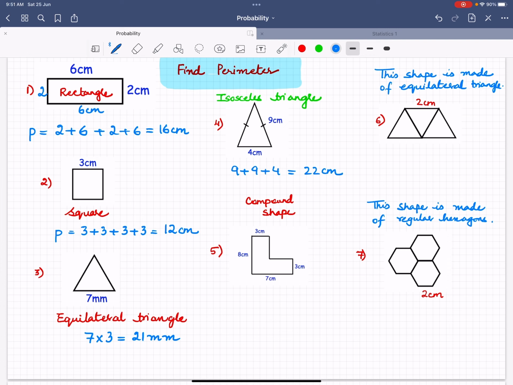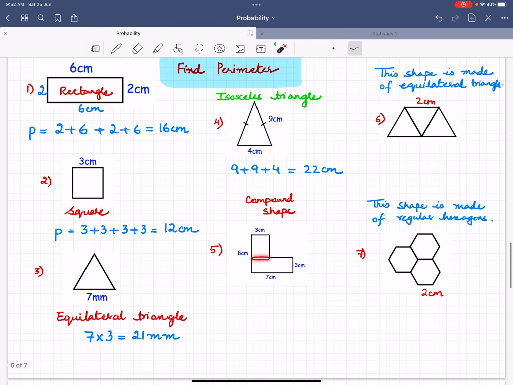Moving on to question number 5. In question 5, we have a compound shape. So what is a compound shape? A compound shape is a shape that is made up of combination of two or more shapes. So let us see what are the two shapes which are merged together. If we see here, we have two rectangles merged together, where this is the first rectangle and this is the second rectangle. Or we can also look at it like this, where two rectangles are merged together. One is this one and the other is this one.